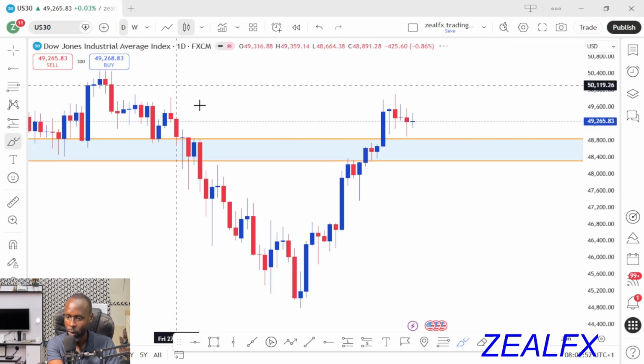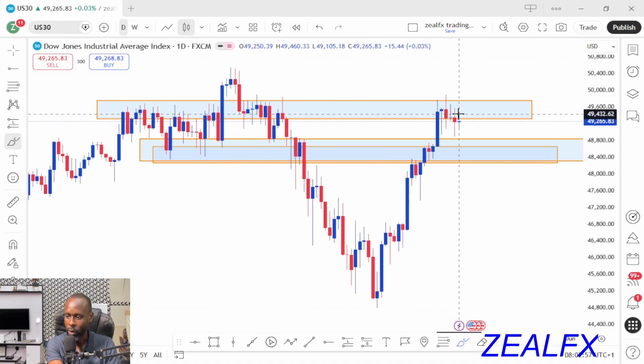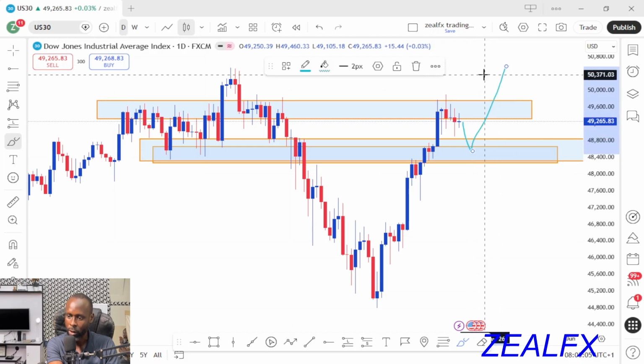So let's go back to the daily chart. You can see that price on the weekly closed on resistance, and price on the daily closed on resistance. So we need the US30 to drop to this support level this week before we start looking for possible buying opportunities to the top.